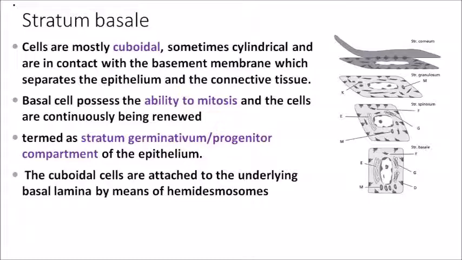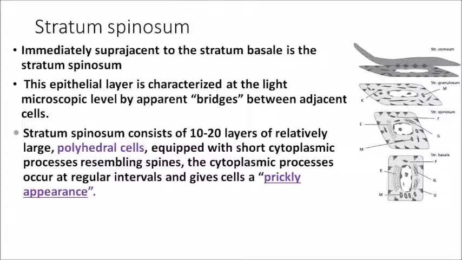So this cell to basement membrane attachment is by hemidesmosomes. What are the key points in stratum basale cell? Cuboidal cells, ability to undergo mitosis, and hence known as germinativum or progenitor compartment, and attached to the basement membrane by hemidesmosomes. Coming to spinosum, immediately suprajacent to the basal cell layer.